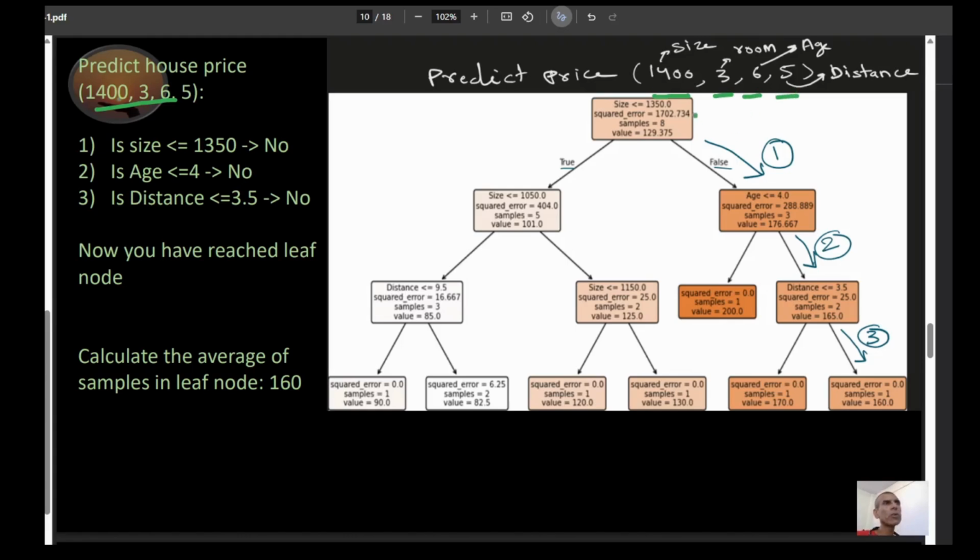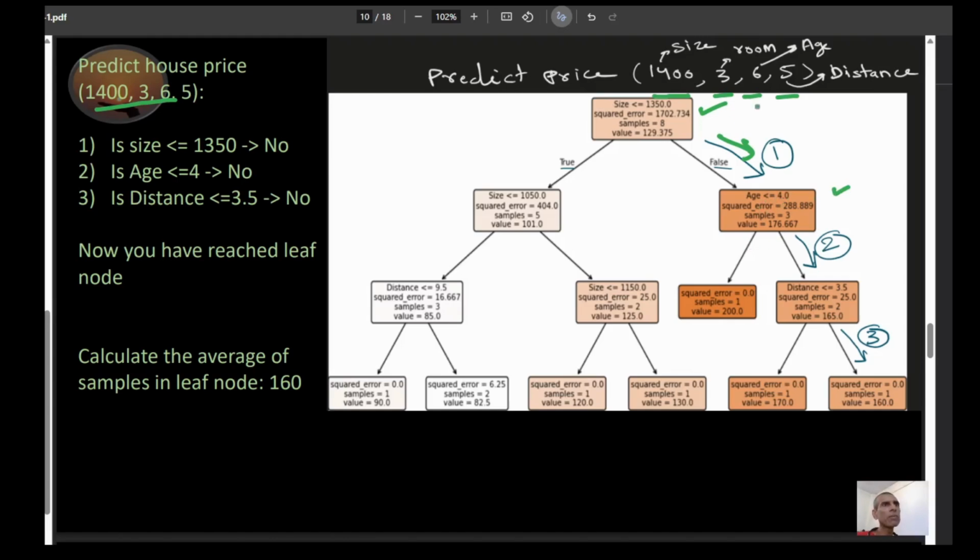So the first thing you do, you ask this question: is the size of the house smaller than or equal to 1350? In this case, that's not true. That's false. So you're going to come in this route right here. Then you ask this question: is the age of the house smaller than or equal to 4.0? Well, the answer is either going to be yes or no.